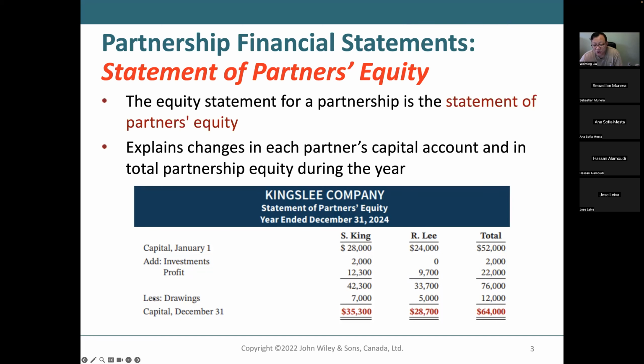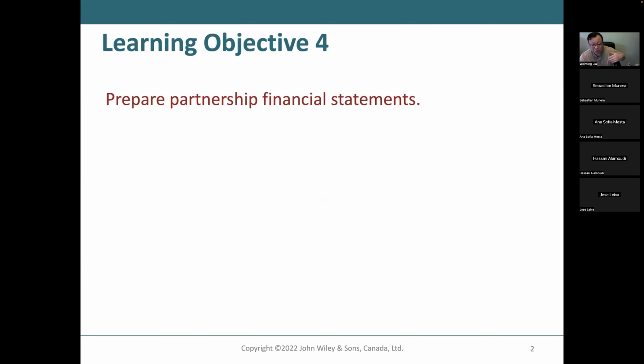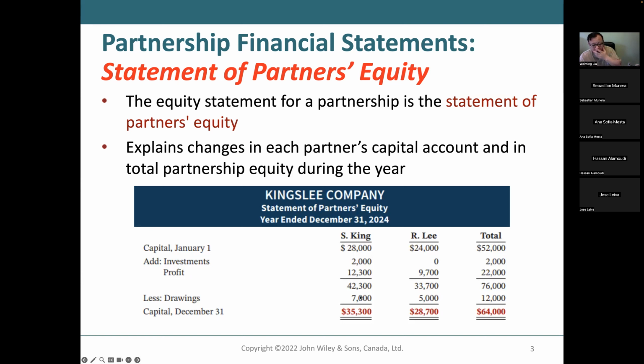And then you subtract the drawings, because the partners withdraw money from the partnership, right? For King, they withdraw 7,000. For Lee, they withdraw 5,000. They don't have to withdraw the same amount of money; this probably mainly depends on their personal needs. So as of December 31st, the capital account has a balance of 35,300 for King, 28,700 for Lee, and the total now is 64,000.